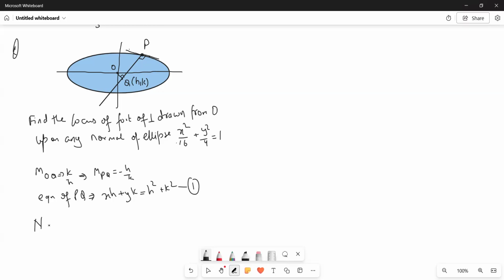अब instead of, for the second equation, instead of considering the tangent at P, we'll consider the normal at P. अरे normal का equation क्या होता है? Parametric form: ax by cos theta minus by by sin theta is equal to a square minus b square.